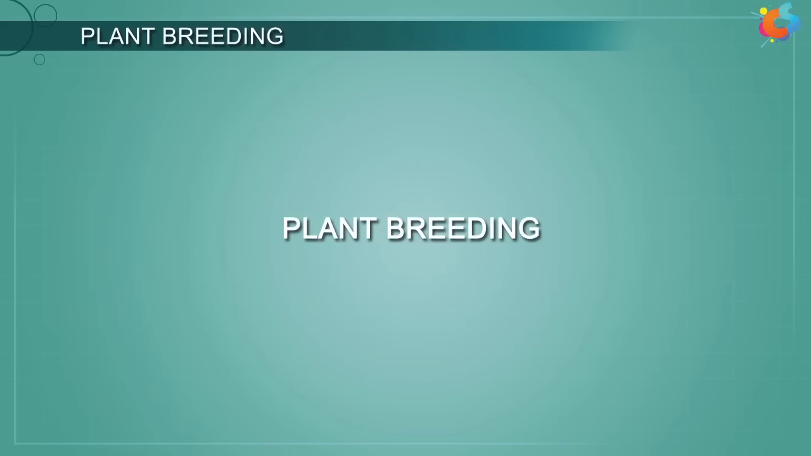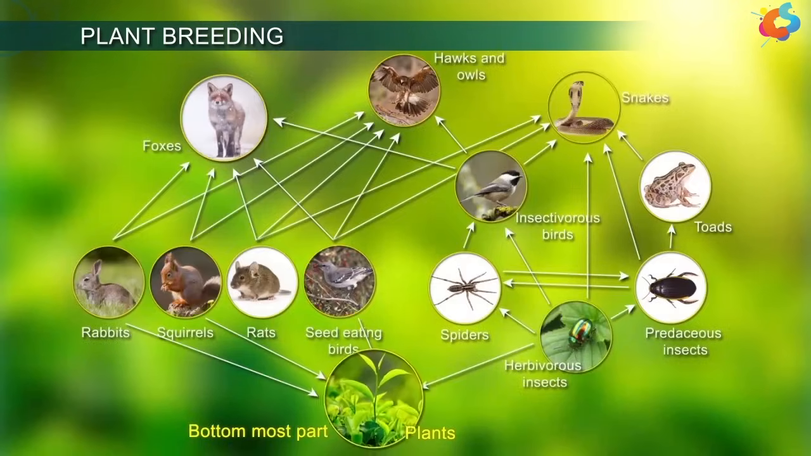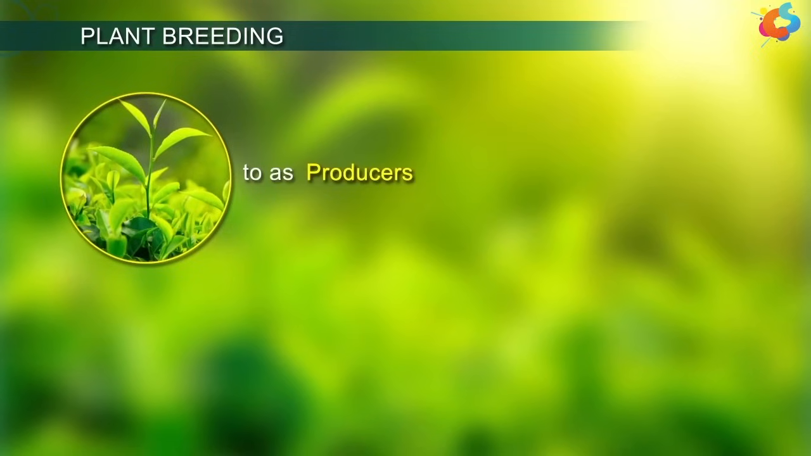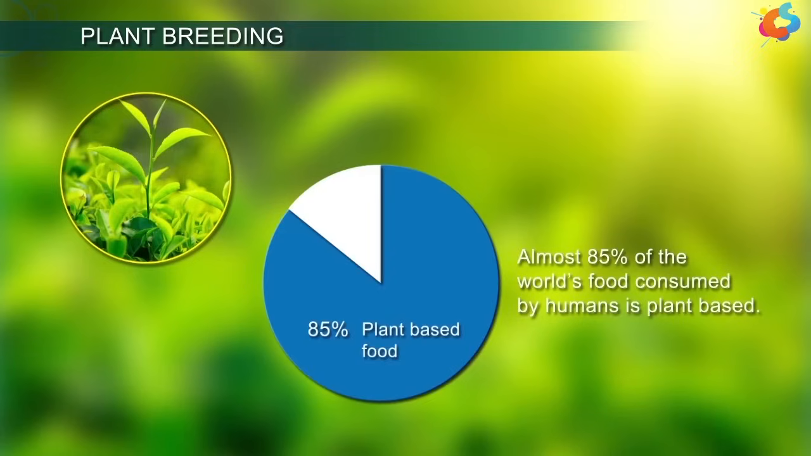Plant breeding. Plants are the most important organisms on this planet. They occupy the bottommost part of the food chain. They are often referred to as producers, and all other organisms are directly or indirectly dependent on plants. Almost 85% of the world's food consumed by humans is plant-based.